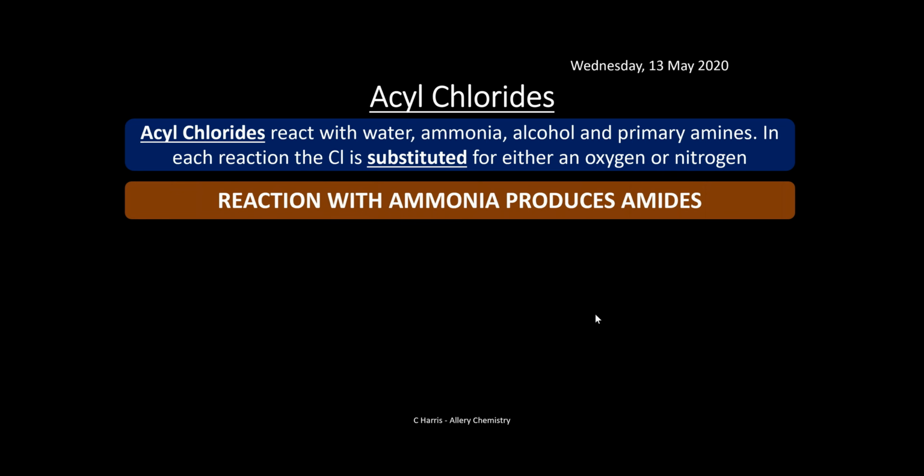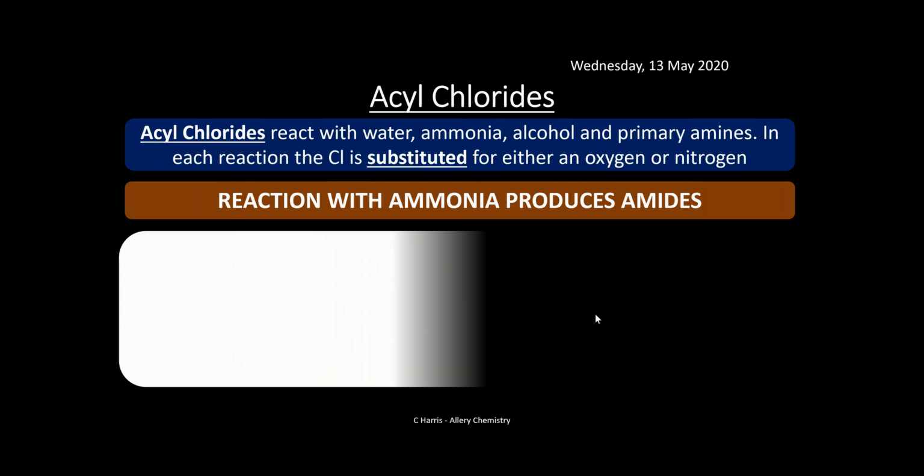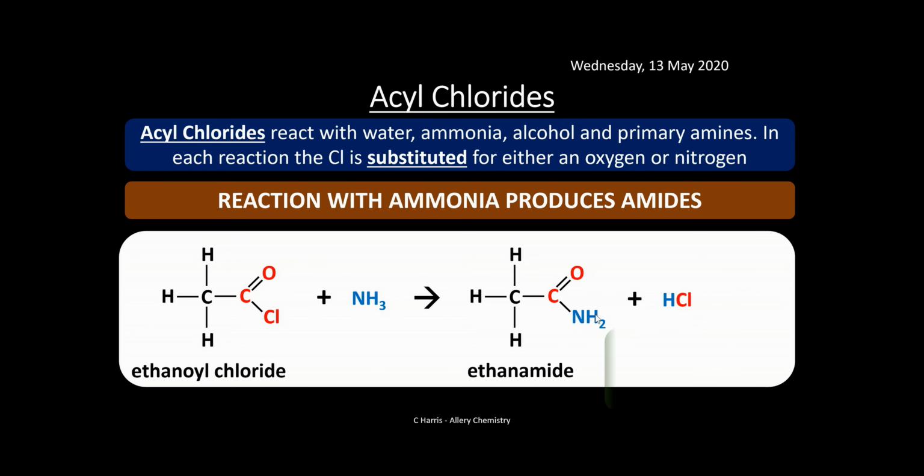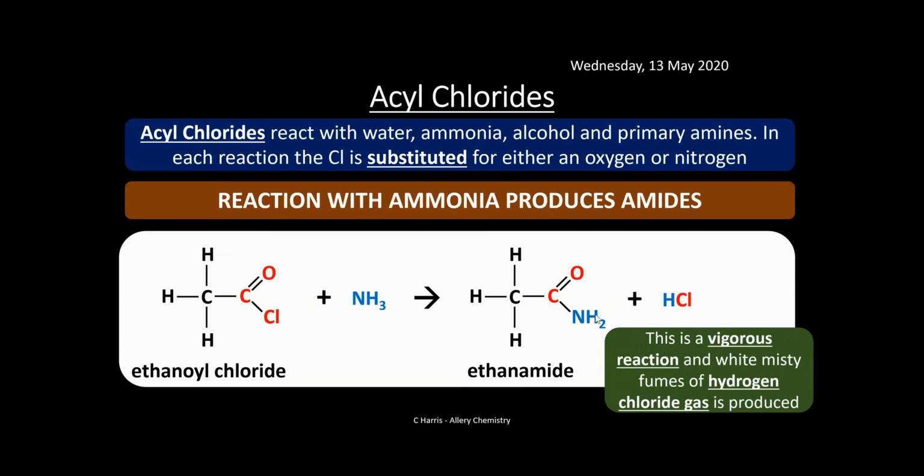So let's have a look at the reaction with ammonia. This produces amides. So here is our acid chloride, and this time we're going to react it with ammonia. So this is ethanoyl chloride. Again, all color-coded so you can see where they're going. And you can see we produce our ethanamide here and HCl as well. Again, it's a vigorous reaction. We've got to be very careful with HCl. It's a toxic and acidic gas, so we don't want to be breathing that in.